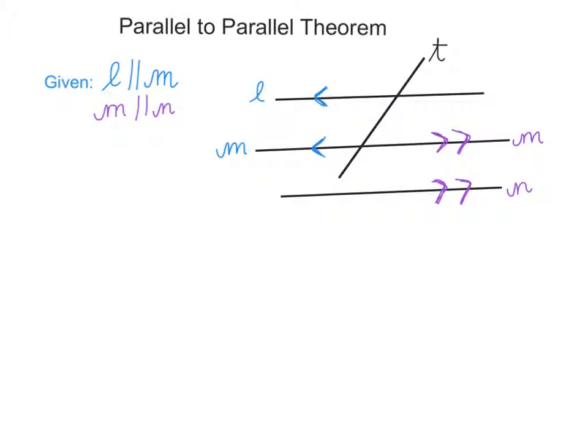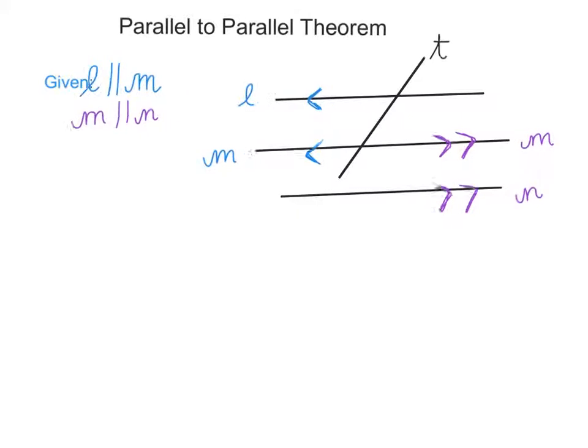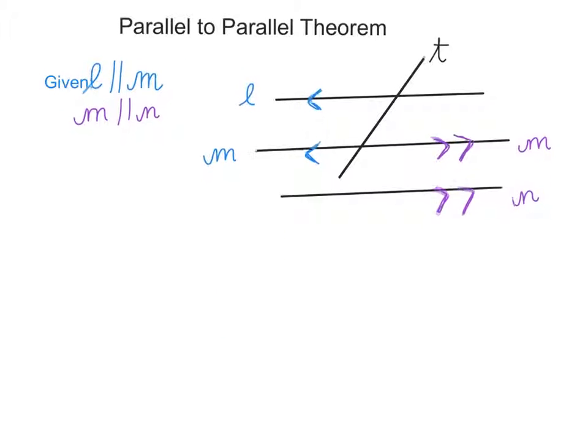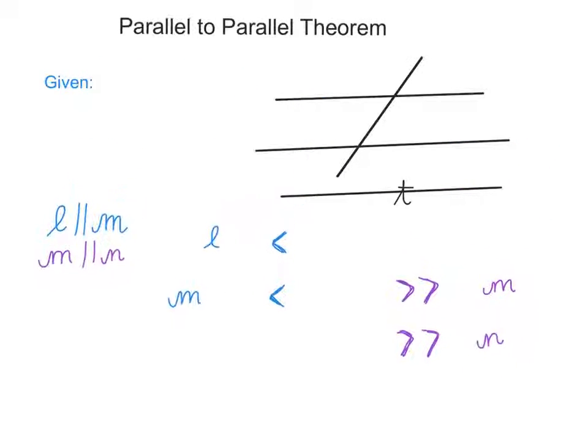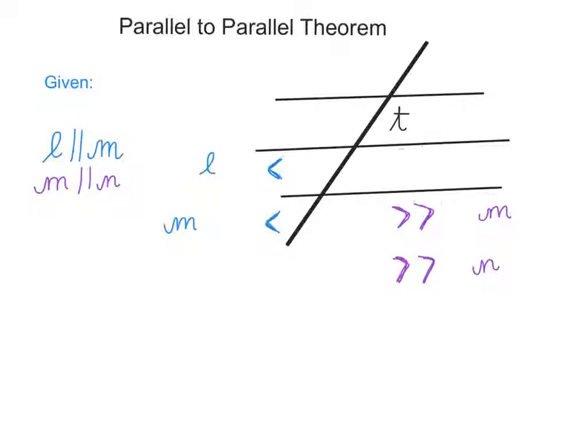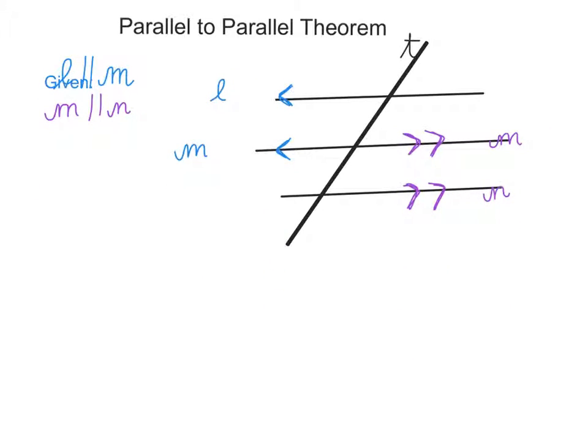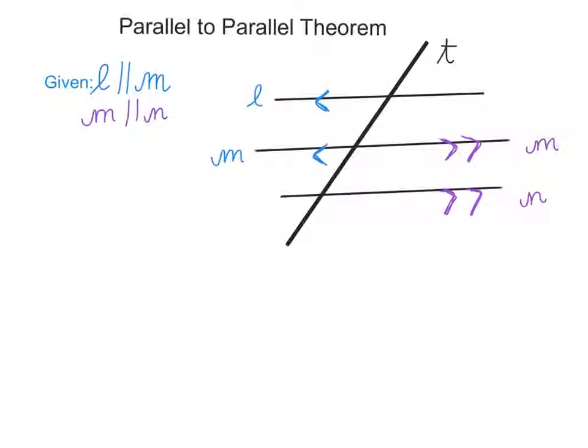Looking at the parallel to parallel theorem. Okay, so we're given that line L is parallel to line M, and line M is parallel to line N. Okay, so I want to know something about this, and this helps me with something. So if I look at this transversal, and if I extend it to cross all three of those lines, then I notice something.